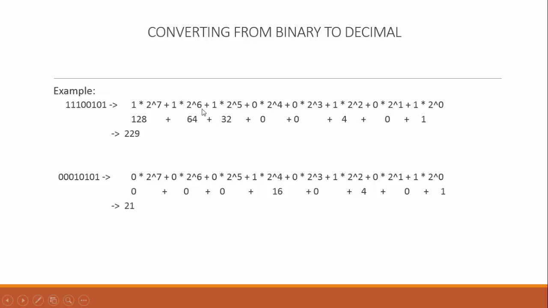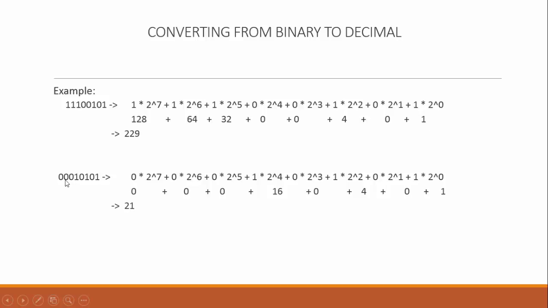to get the decimal equivalent, because this goes in the order of 0, 1, 2, 3, 4, 5, 6, 7. So we have 128 plus 64 plus 32 plus 0 plus 0 plus 4 plus 0 plus 1, which gives us 229.